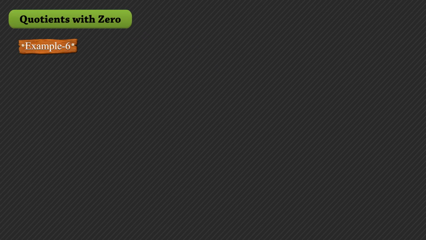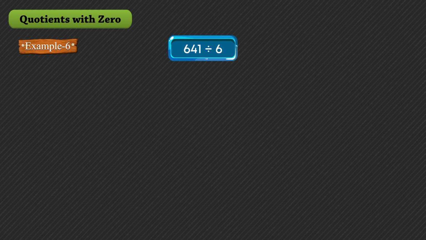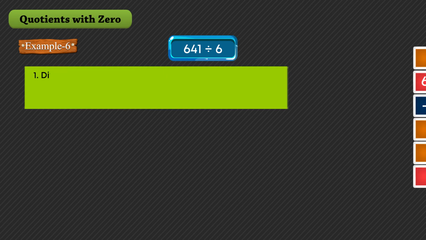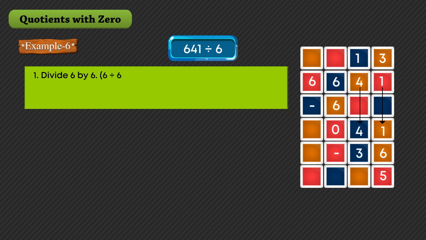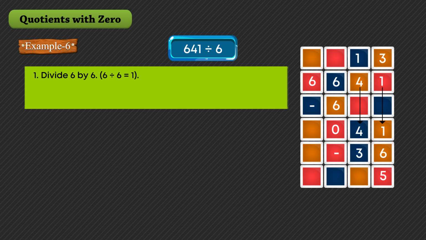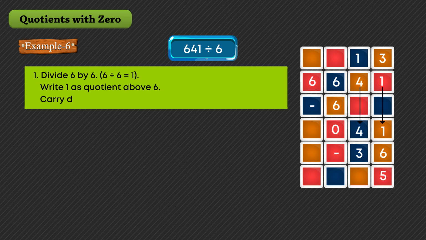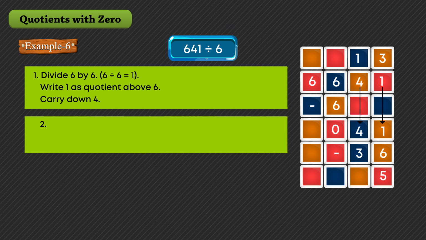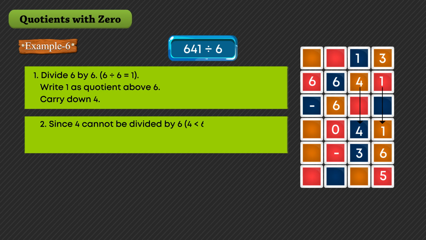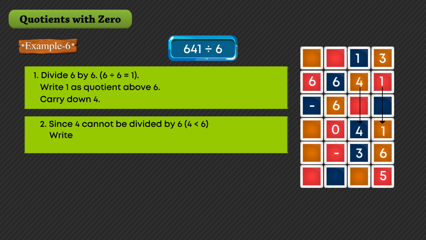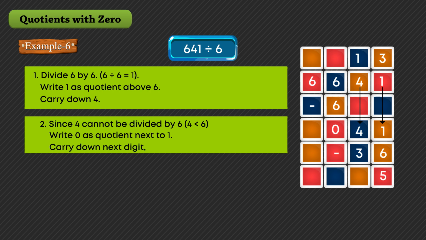Example 6. 641 divided by 6. 1. Divide 6 by 6. 6 divided by 6 is equal to 1. Write 1 as quotient above 6. Carry down 4. 2. Since 4 cannot be divided by 6, 4 is less than 6. Write 0 as quotient next to 1. Carry down next digit to get 41.